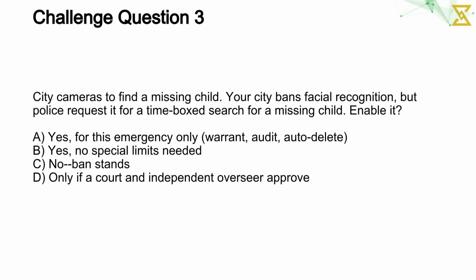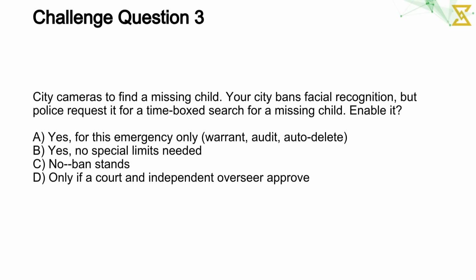Now let's run a couple more ethics in action scenarios or ethical dilemma situations. Remember, there are no perfect answers, only trade-offs. Please vote your best choice. Challenge 3. City cameras to find a missing child. Your city bans facial recognition, but police request it for a time-boxed search for a missing child. Do you enable it?